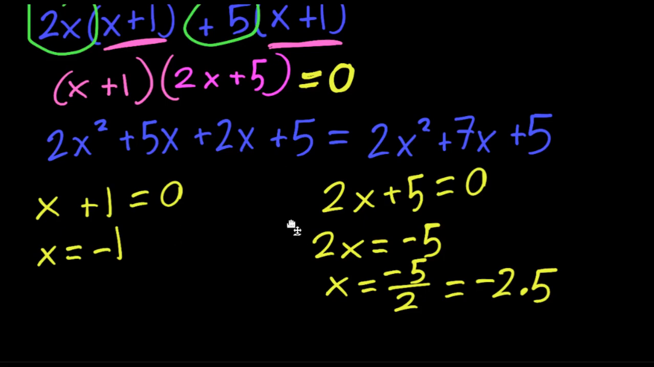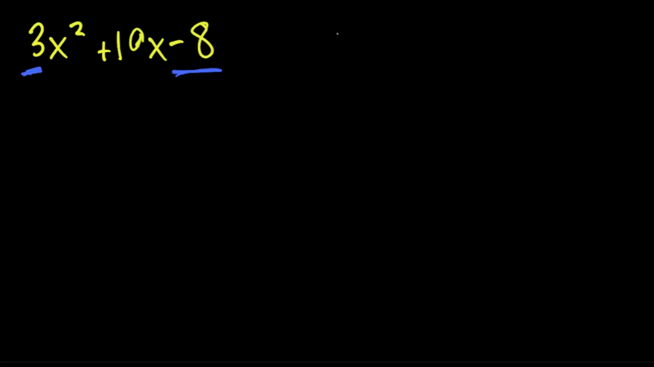Okay, so let's do one final example with the guide method, and you'll be solving quadratics in no time. So here's our final example. 3x squared plus 10x minus 8. So once again, we'll multiply the a value, which in this case is 3, by the c value, which is minus 8. So we'll do 3 times minus 8, which is equal to minus 24.